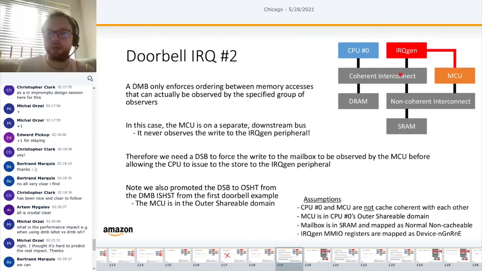It's going to go across the cache coherent interconnect, and it's going to go up into the IRQ generator. That means it never came down here, right? Everything that the MCU reads or writes are accesses that are flowing through this non-coherent interconnect. So if the access never gets to the downstream interconnect, it never observes it. And that means a DMB in this example isn't enough. The DMB does not enforce that MCU will have actually observed the write to the mailbox.